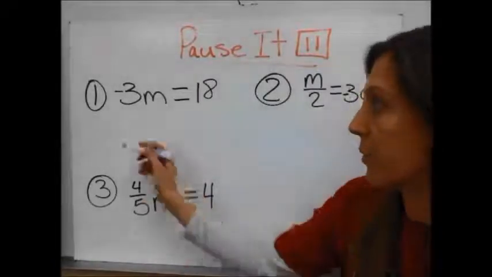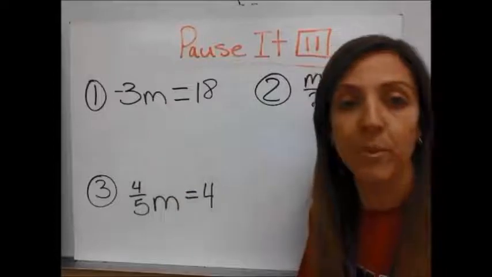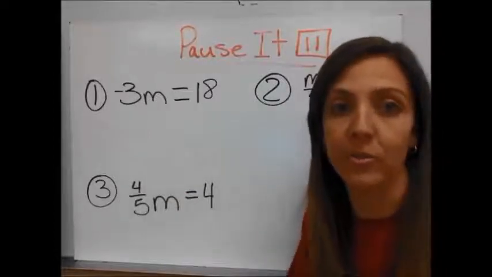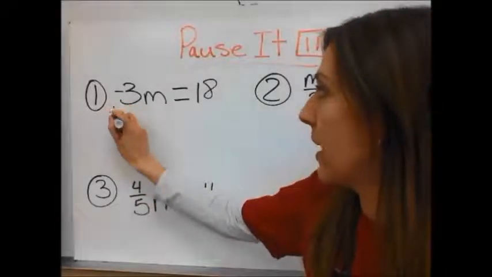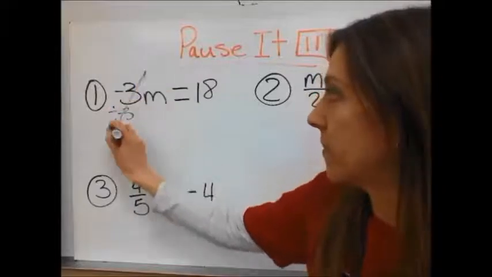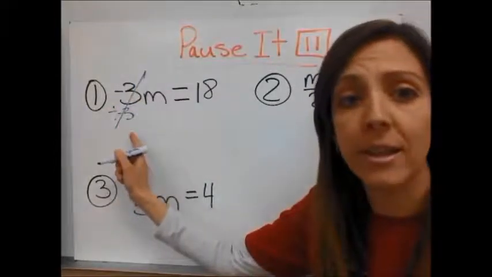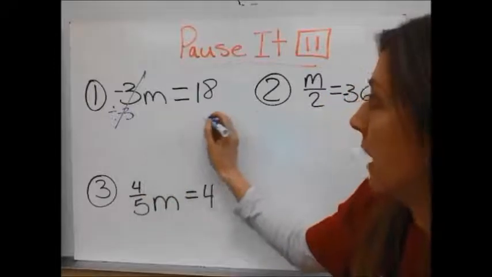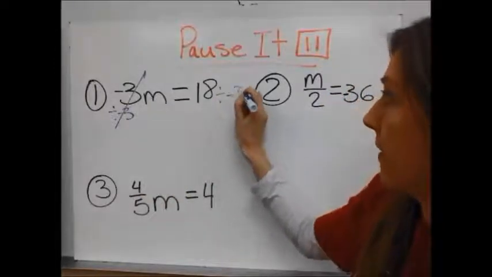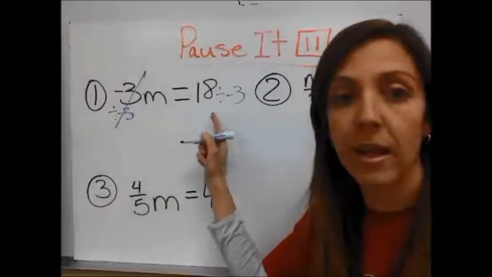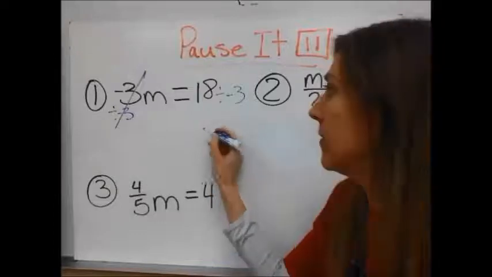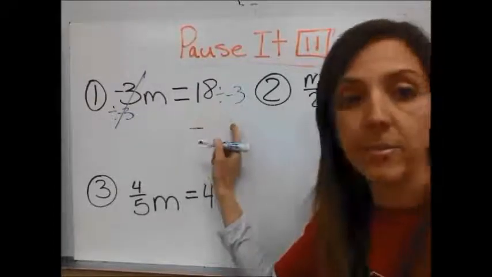All right, let's start with this first one. Negative 3m. That's multiplication, so we're going to use the inverse operation, division. So I'm going to divide by negative 3. Negative 3 divided by negative 3 is 1m, or just m. Okay, and I'm going to divide by negative 3. 18 divided by a negative 3, a positive divided by a negative is a negative. And 18 divided by 3 is 6.